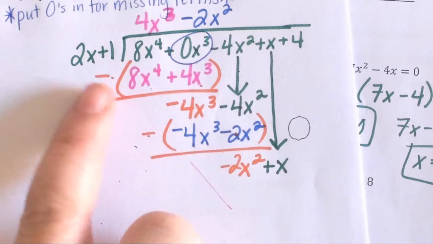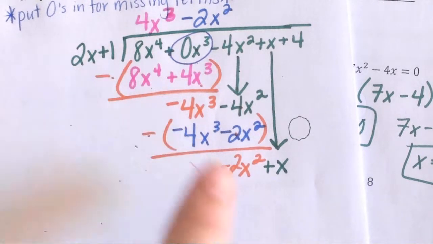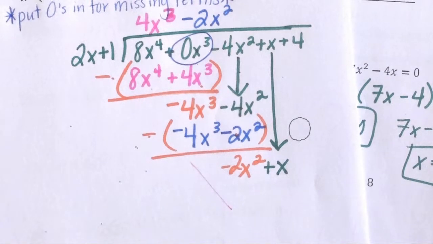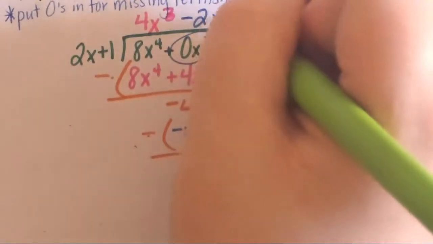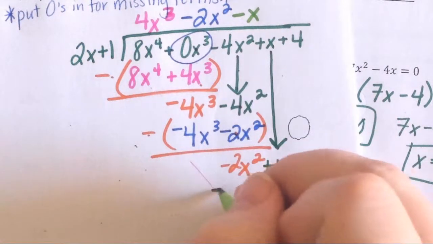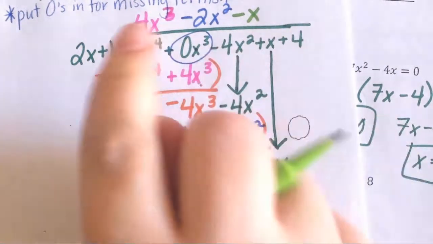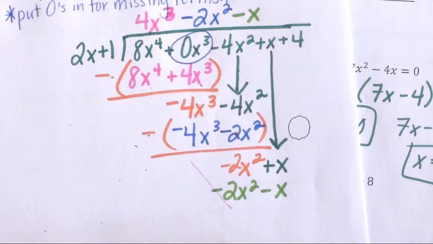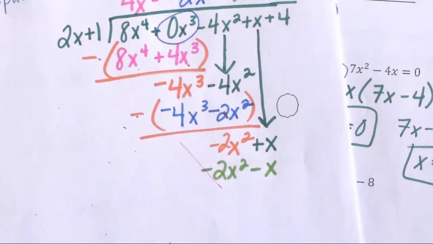Okay, so I need to get 2x to somehow become negative 2x squared. So I need to multiply by what? Yes. If I multiply by negative x, 2x times negative x is negative 2x squared. 1 times negative x is negative x. Are there any questions about the lime green?